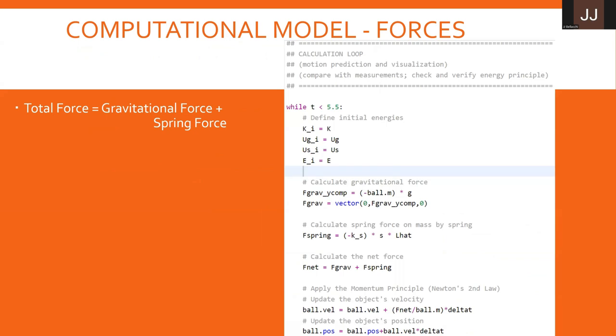Our computational model considered two main forces, the gravitational force and the spring force. Together, they allowed us to calculate the total force acting on the mass during oscillation. You can see here, we compute these forces and the net force in the loop, which occurs as the object is swinging and affects the object's velocity and position.